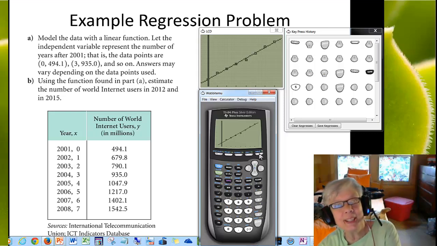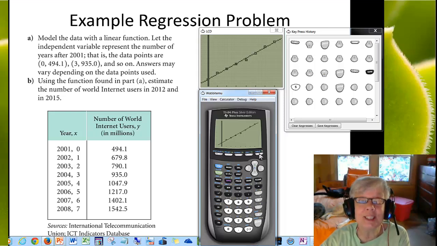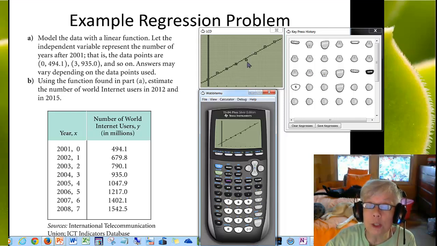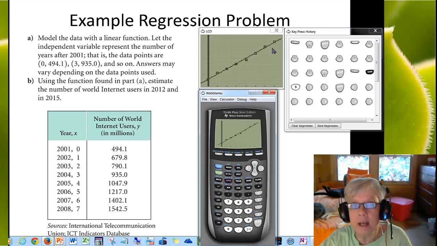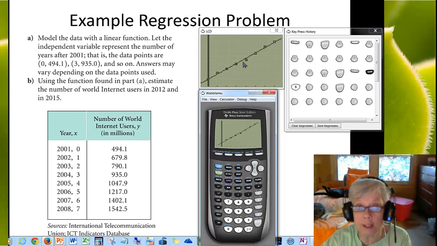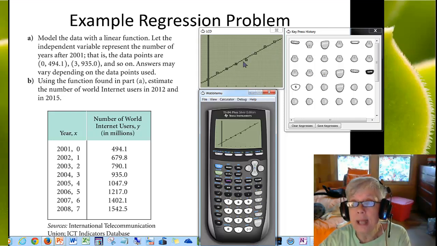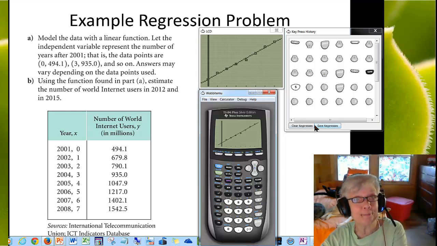Is that cool? That is just so cool. Our regression equation almost perfectly matches our dots. It won't, regression equations never really perfectly match, but this is really good. Now, okay, we're being asked to do something. Look at part B. Well, first, pause, write down your keystrokes. I'll be here.